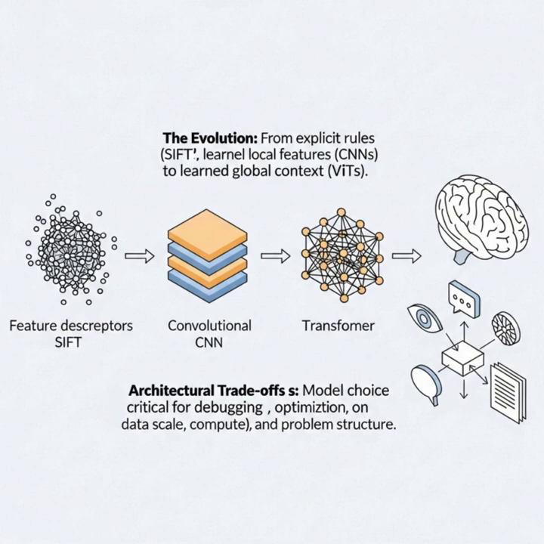and finally to the learned global relationships of vision transformers. Each step represents a higher level of abstraction and a greater reliance on learning representations from data rather than engineering them. The key practical takeaway is this: there is no single best architecture. The choice is a complex trade-off. CNNs are data efficient and great for problems with strong spatial locality. ViTs excel when you have massive scale and need to model global context. Understanding this fundamental difference is what separates building a model from engineering a solution.